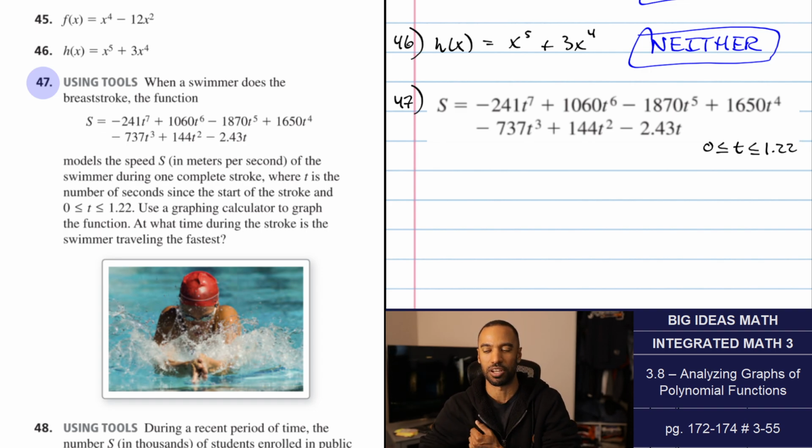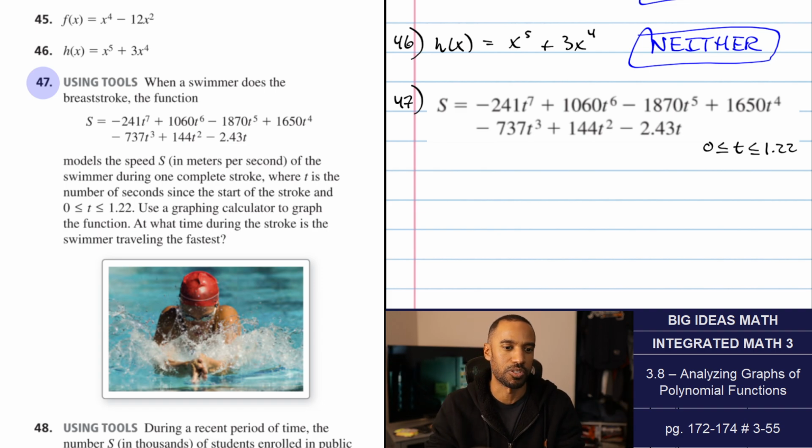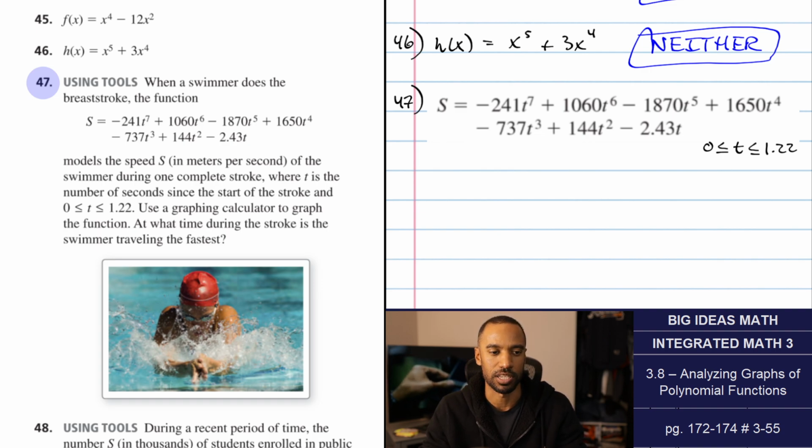But they want some aspects of the curve, I guess. Parts of when you're getting there and there, whatever. I don't know which one the breaststroke is. Use a graphing calculator to graph the function. At what time during the stroke is the swimmer traveling the fastest? So they're basically asking for a maximum during that interval, right? So we'll go to the calculator. I got to type this whole thing in, and I'm going to totally change my window range as well.